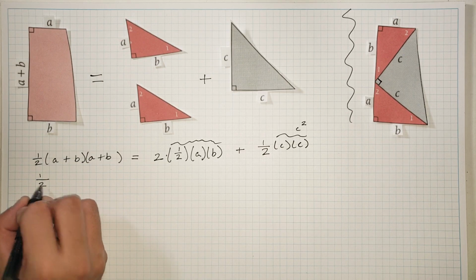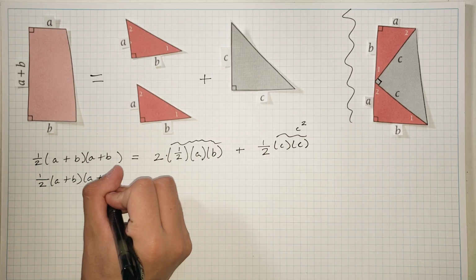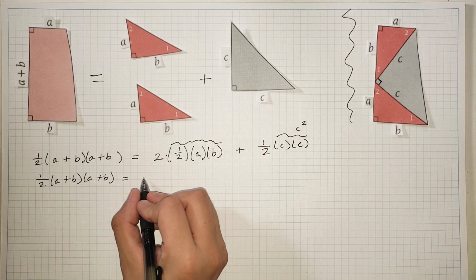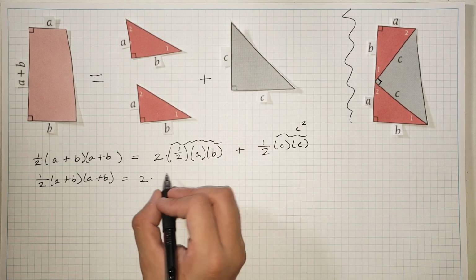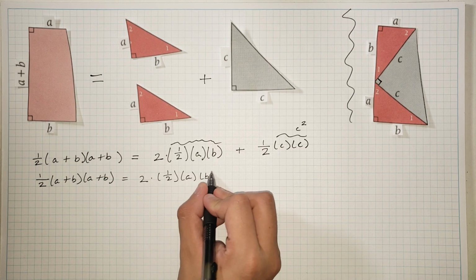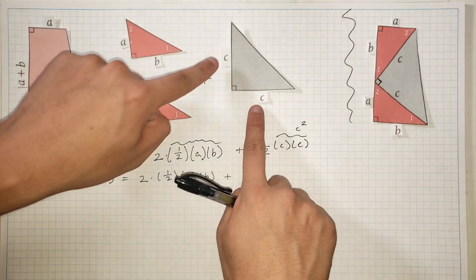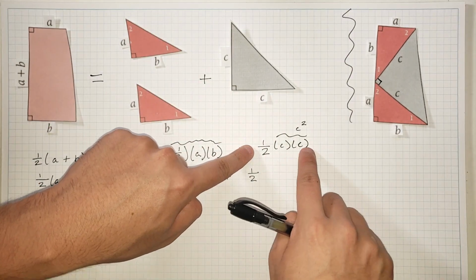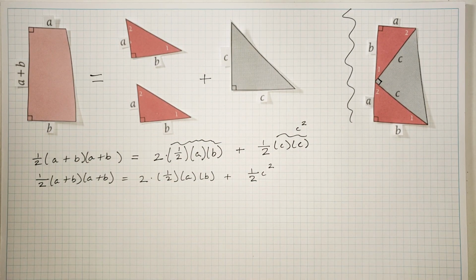Okay, so let's keep going with this. Right now we have 1/2 times A plus B times A plus B equals 2 times 1/2 A times B plus 1/2. I'm going to rewrite C times C, the area of this triangle, 1/2 C times C. I'm just going to say 1/2 C squared. All right. So now it comes down to some algebra.